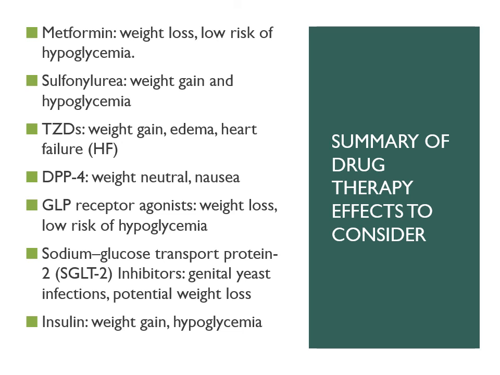The DPP-4s are generally weight neutral, but nausea is a common side effect. So the GLP-1 receptor agonists are actually a better choice if the patient can afford it. They do contribute to weight loss, and there's a low risk of hypoglycemia. The SGLT2 inhibitors I alluded to earlier dump a lot of glucose in the urine, which leads to some side effects, including yeast infections and UTIs. There's a potential weight loss benefit, however. And then insulin causes weight gain and hypoglycemia. And that's it for anti-diabetics.